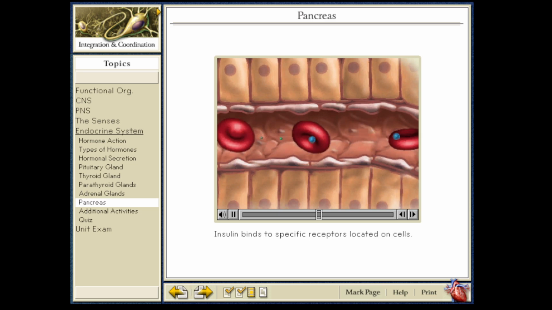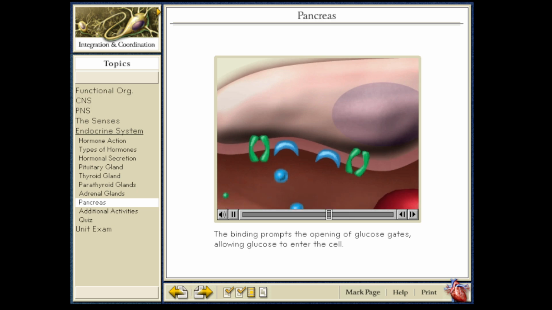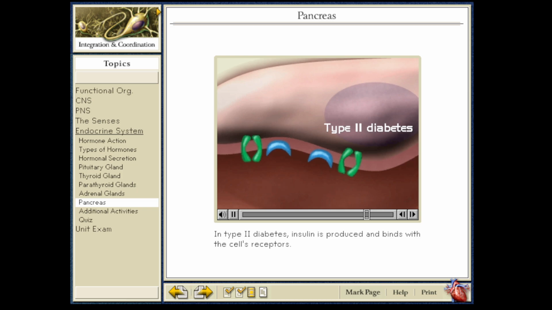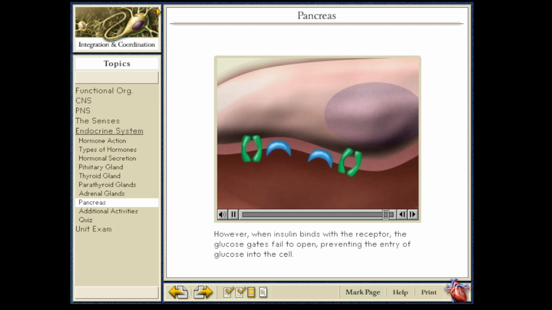Insulin binds to specific receptors located on cells. The binding prompts the opening of glucose gates, allowing glucose to enter the cell. Diabetes is a disease in which the body has trouble using glucose. In type 1 diabetes, the beta cells are no longer able to produce insulin. In type 2 diabetes, insulin is produced and binds with the cell's receptors. However, when insulin binds with the receptor, the glucose gates fail to open, preventing the entry of glucose into the cell.